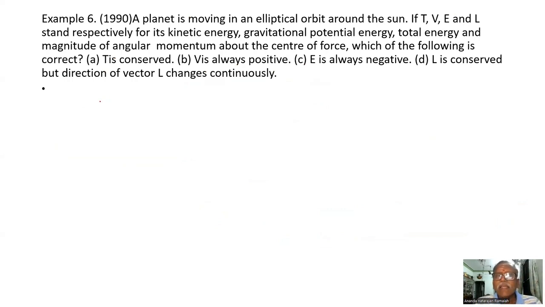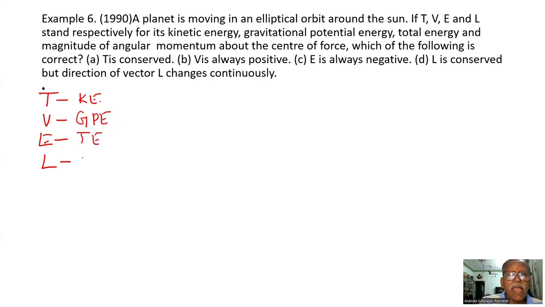A planet is moving in an elliptical orbit around the sun. T, V, E, and L are kinetic energy, gravitational potential energy, total energy, and angular momentum. About the center of force, which of the following is correct? T is conserved. Angular momentum is conserved.